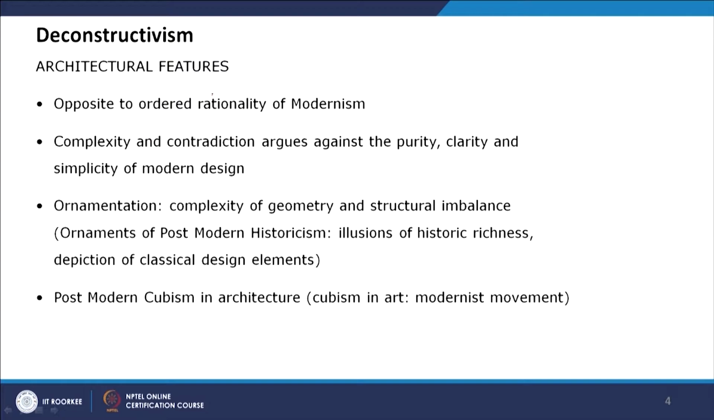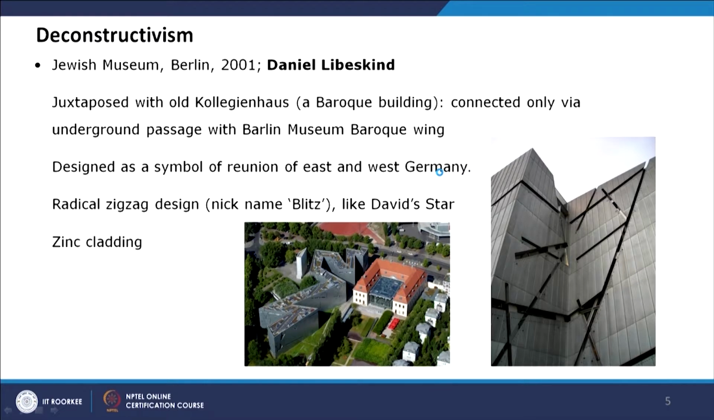So it's opposing the ordered rationality of modernism. It's complex, in contradiction of the purity, clarity and simplicity of the modern internationalist movement. The ornamentation is the complexity of geometry and structural imbalance, and it has a connection with modern cubist art and Russian structuralism.